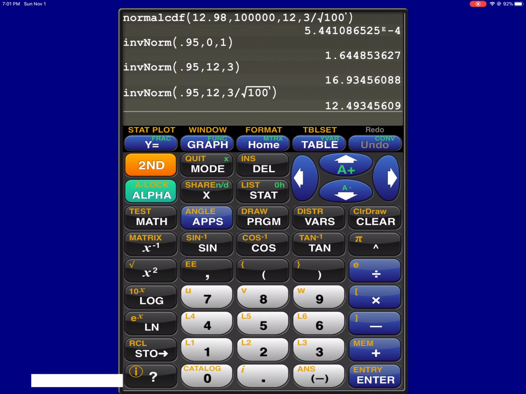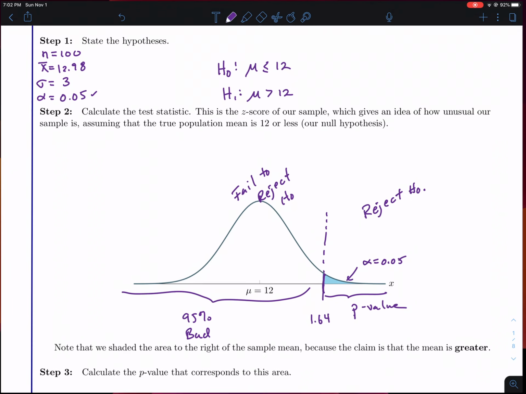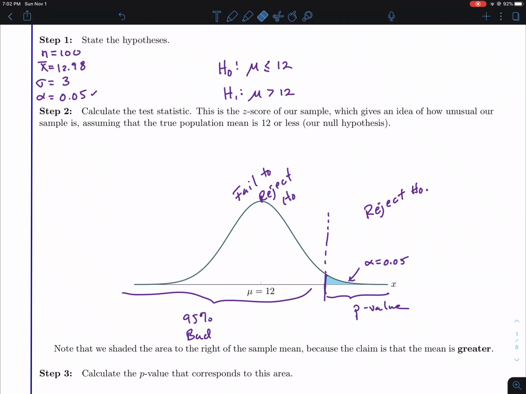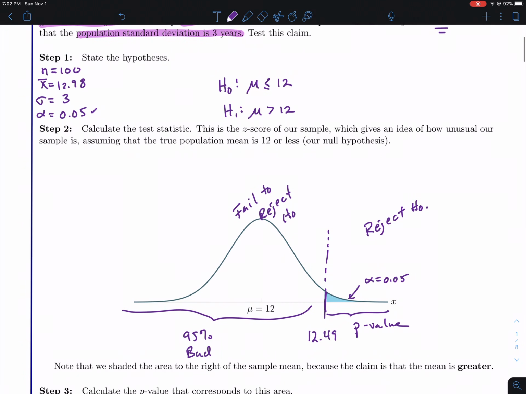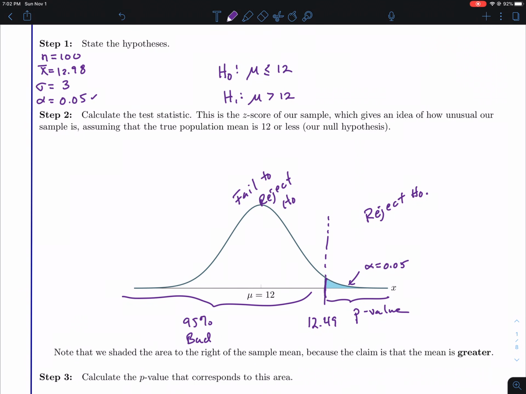All right, so this is telling us 12.49 approximately is where that upper 5% is going to stand from our lower 5% in this case. So let me get rid of the 1.64. 12.49. So that's going to be that z value that divides the lower 95% from the upper 5%, basically. So when we go and find our z-score for our sample, this will tell us where this actually stands. So if we look, we've already got our sample value. Notice our sample mean was 12.98, which is already to the right of this value. So it's already in this blue area.